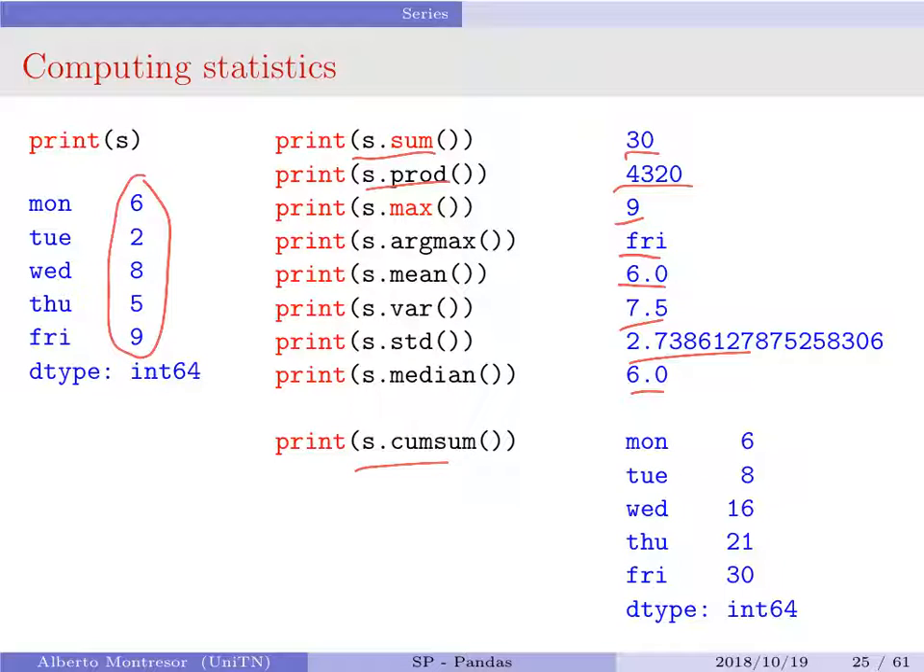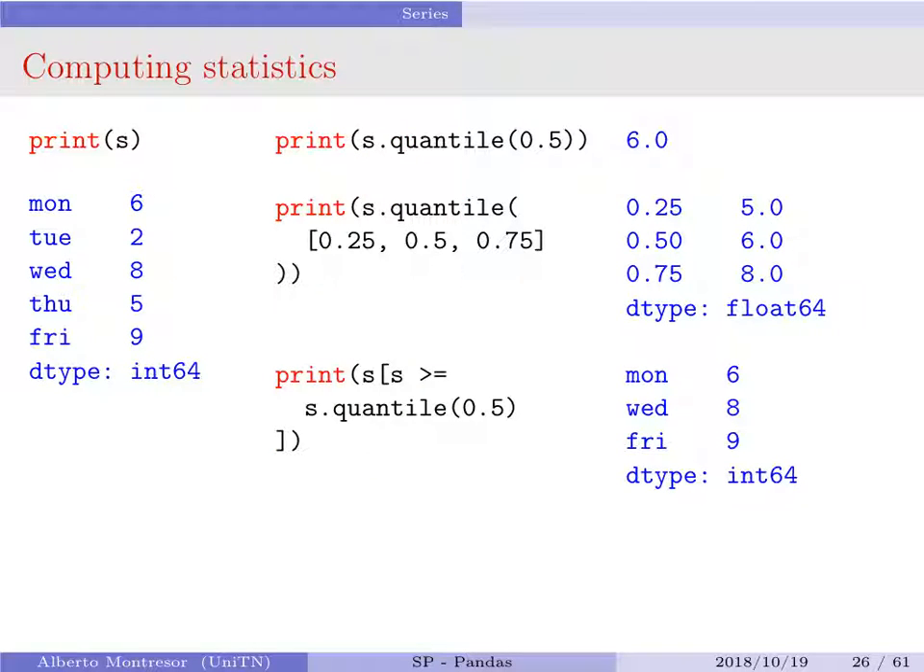So from Monday to Monday is 6. From Monday to Tuesday is 6 plus 2, 8. From Monday to Wednesday is 8 plus 8, so the previous value plus the new value, 16, and so on, and you get exactly this series. So this is a cumulative sum over the, let's say, time series, but in general, series.